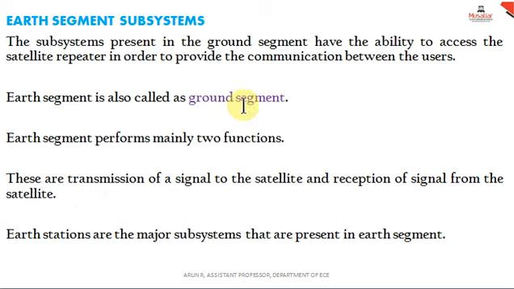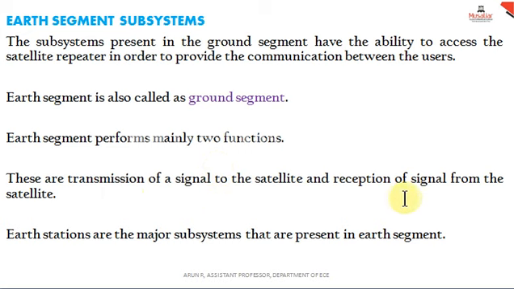The earth stations are the major subsystems present in the earth segment. The earth station is the major component of the earth segment. It is also known as ground segment, and it has basically two functions: transmission of a signal to the satellite and reception of a signal from the satellite.